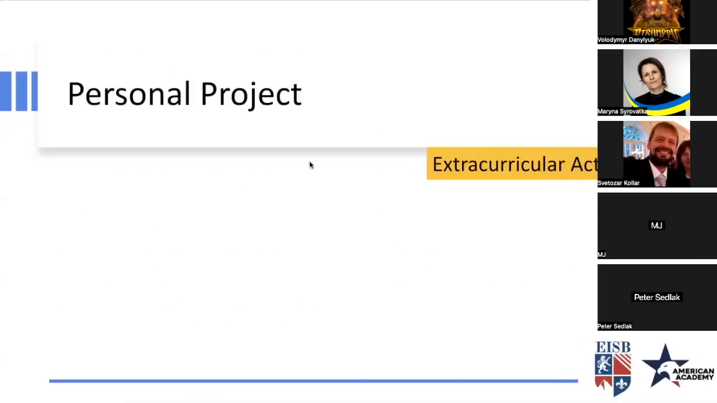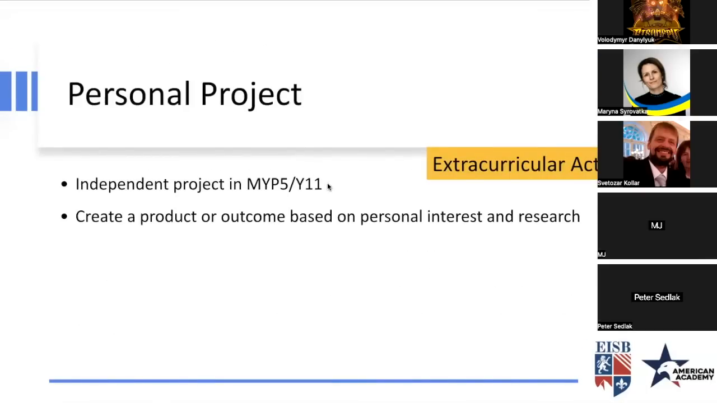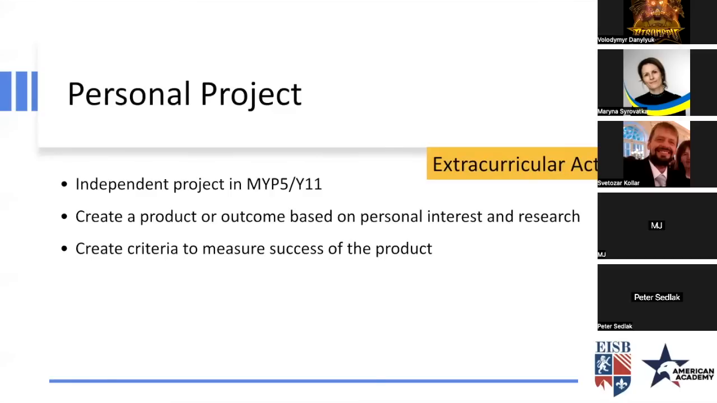And so let's continue. The personal project is for the MYP 5 students, so year 11. This is a special project where they have to create a product or some outcome based on their personal interest. Something they're really passionate about, they should bring into a project. For example, last year we had different projects. One of them was creating a brand for a skin cream, which was really interesting, how professional it looked.